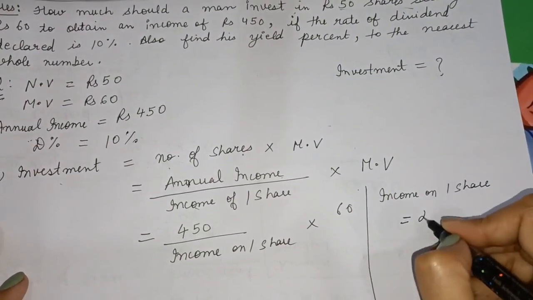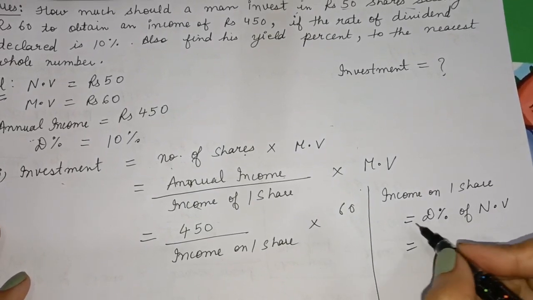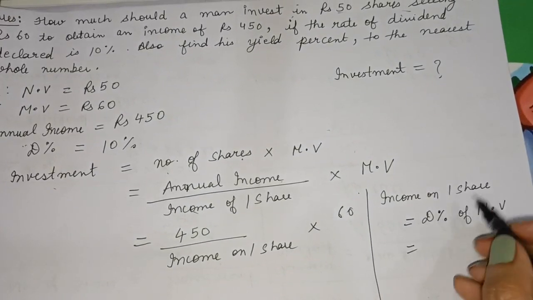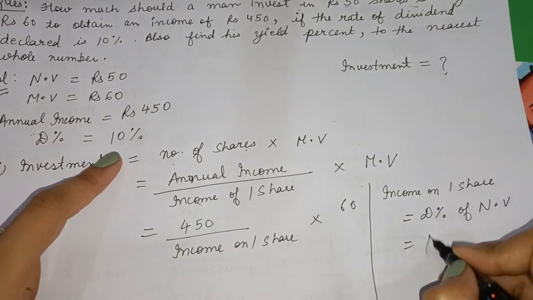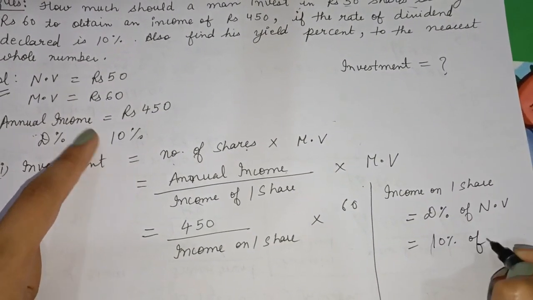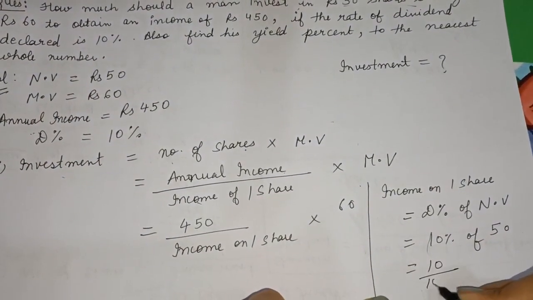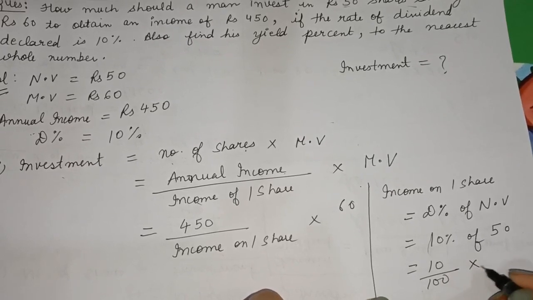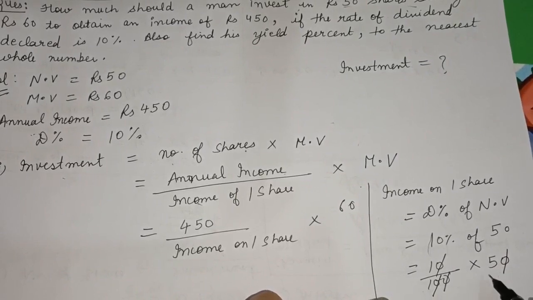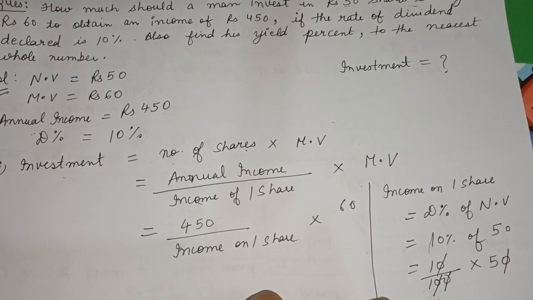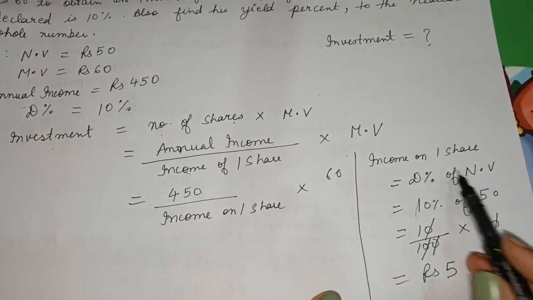Income on one share is equals to dividend percentage of NB. One share's income like this we can always find as a formula. You can remember this. Dividend percent is given to us, 10% of NB. NB is given to us, 50. So 10 by 100 of 50. 0 and 0 will get cancelled. So 1 into 5, 5. 5 is the income on one share.